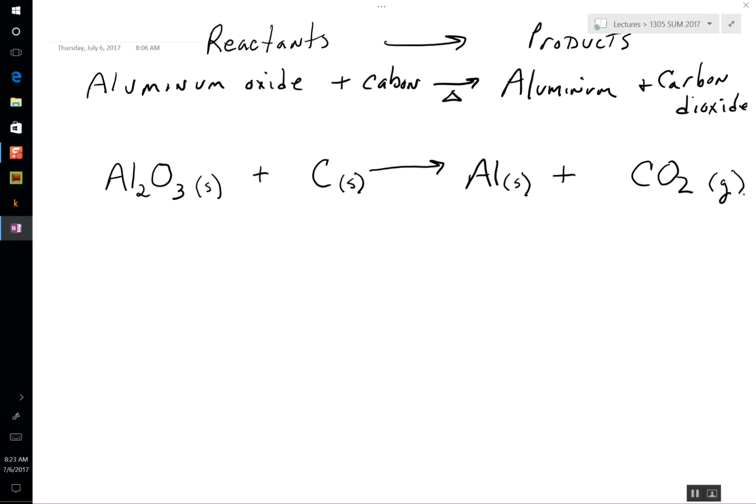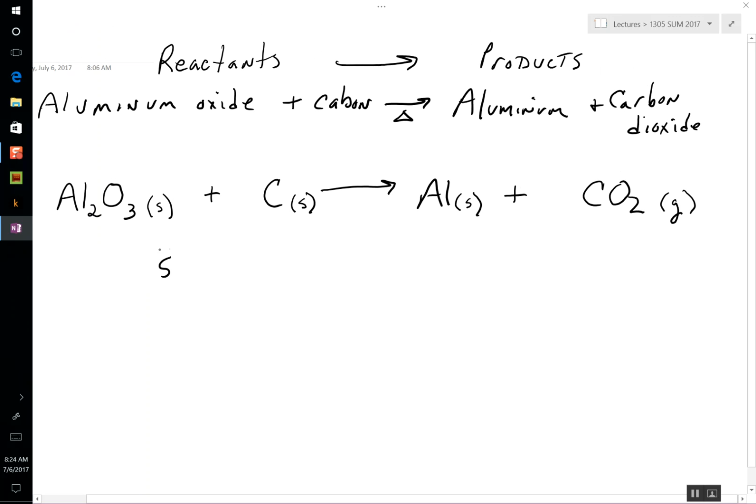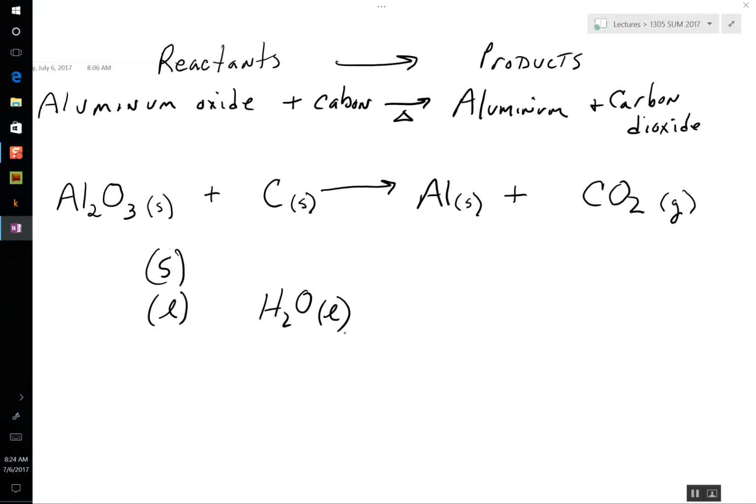Carbon is a solid at room temperature, like what's in a pencil. Aluminum is a solid at room temperature. Carbon dioxide is a gas. Some of the other things you'll see: you'll see a solid, you'll see liquid. And so if water was a reactant or a product of a reaction, it would be with an L after it. Gas.